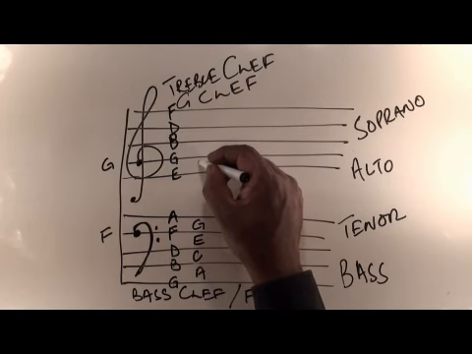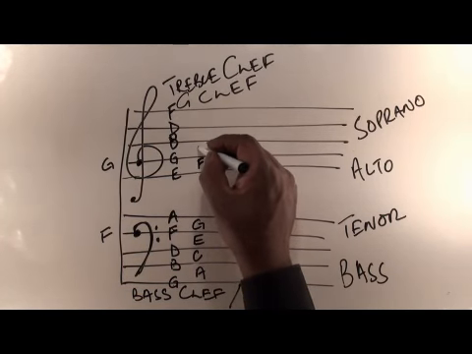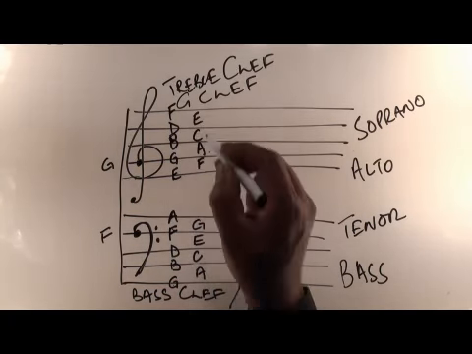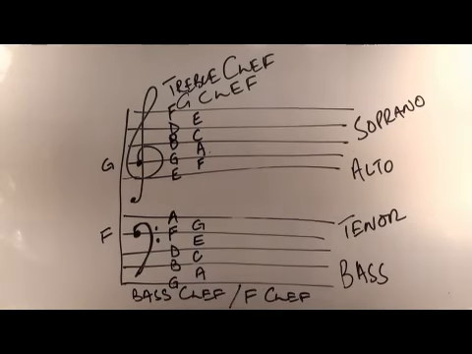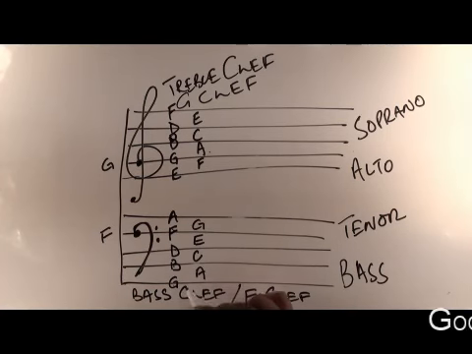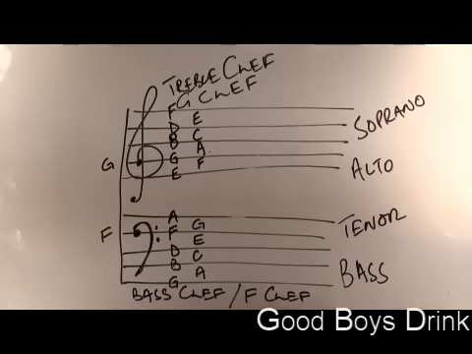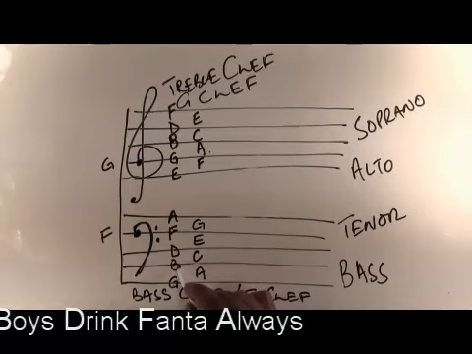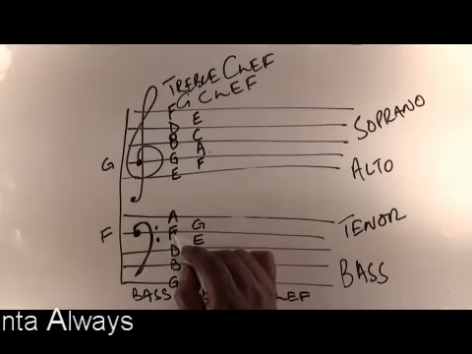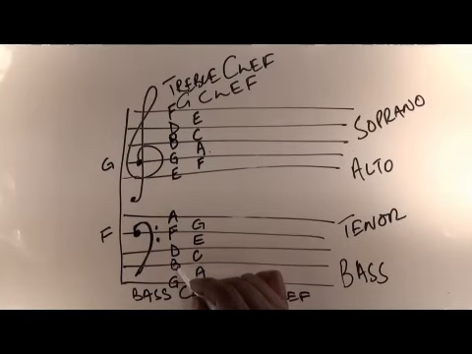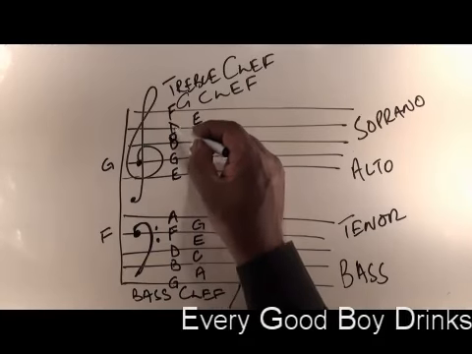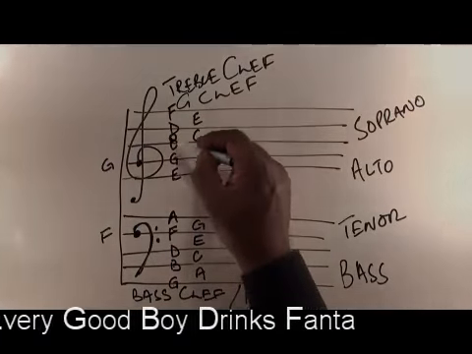And the spaces are spelt F for the first space, A for the second space, C for the third space, and E for the 4th space, spelling face. Obviously, to remember these note names, one would have to make up little stories. For example, G for good, B for boys, drink, Fanta, always. Or good bands deserve fans always. On the treble clef, every good band deserves fans. Or every good boy drinks Fanta.